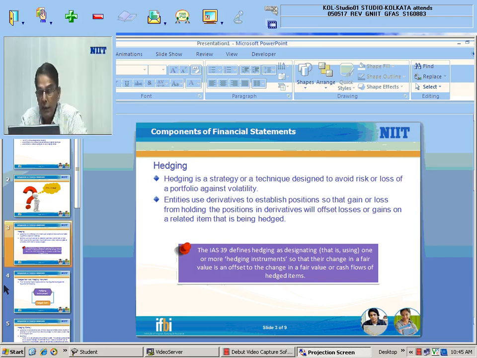So IAS 39 defines hedging as designating or using one or more hedging instruments so that the change in fair value is an offset to the change in fair value or cash flows of the hedged items. Hedging is essentially a risk management technique that involves using one or more derivatives or other hedging instruments to offset changes in fair value or cash flows of one or more assets, liabilities or future transactions.